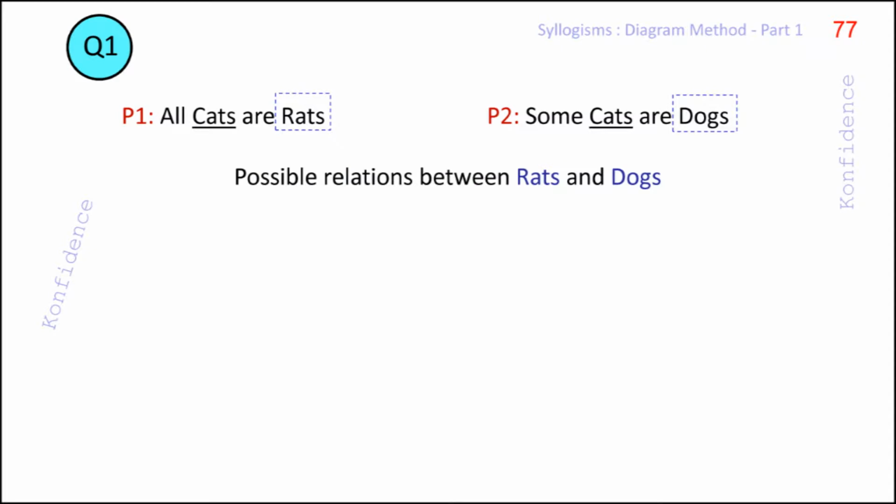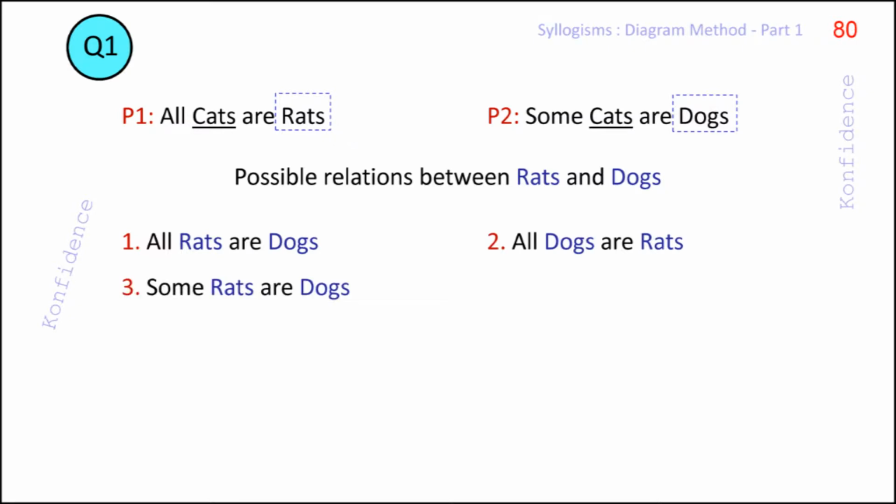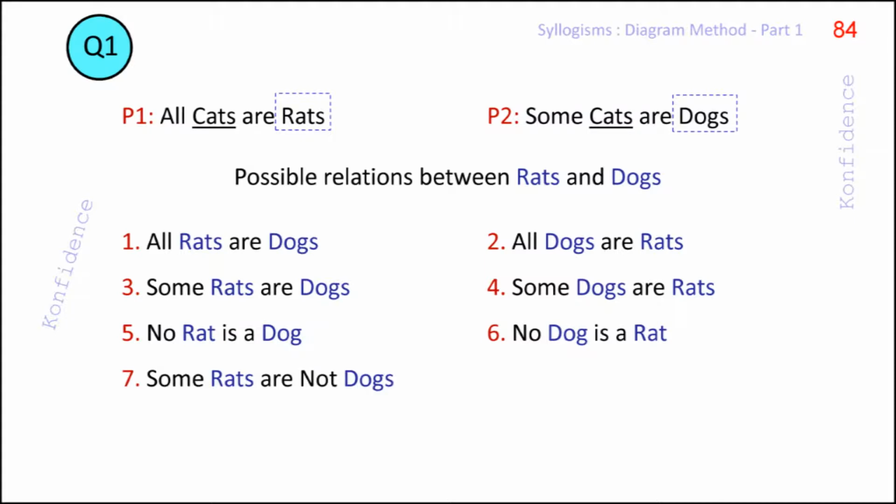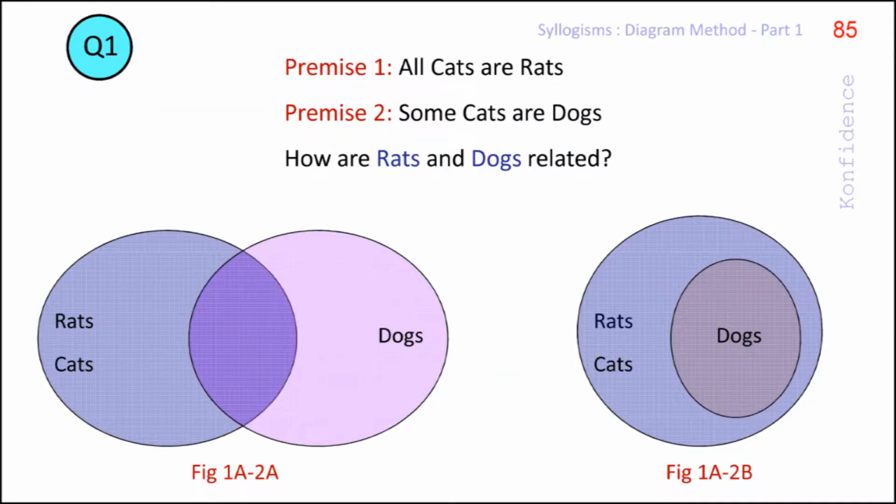As we had seen earlier, there are 8 standard relationships possible between rats and dogs. They are all rats are dogs, all dogs are rats, some rats are dogs, some dogs are rats, no rat is a dog, no dog is a rat, some rats are not dogs, and some dogs are not rats. Now we have to go through the different combination diagrams and see which all among these will hold true in all the combination diagrams. A combination diagram is obtained by combining a diagram representing the first premise and a diagram representing the second premise. So we will have combination diagrams like figure 1a, 2a, 1a, 2b, 1a, 2c, etc. Go through the different combination diagrams.